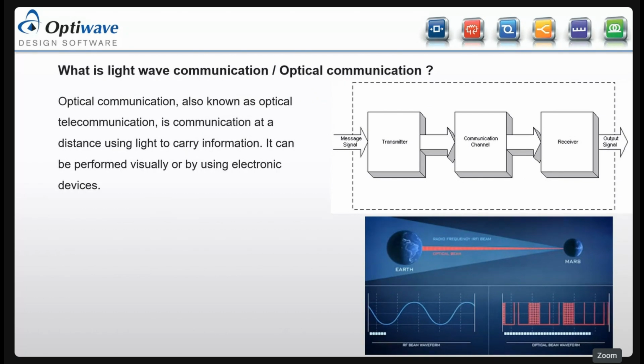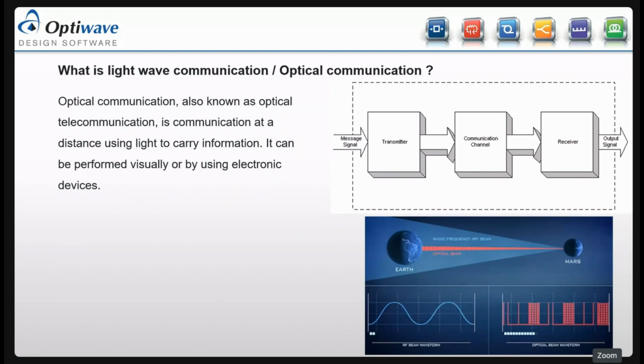Now, as a very basic definition, you can explain it in a layman's definition: what is lightwave communication or optical communication? Optical communication, also known as optical telecommunication, is communication at a distance using light to carry information. In simple words, it can be performed visually or by using electronic devices.